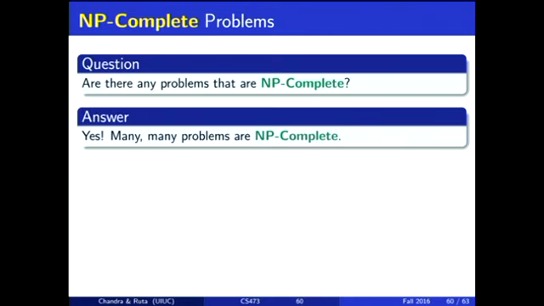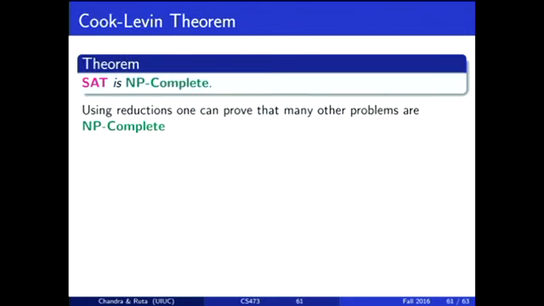Okay. So once you have that some problem is NP complete, you can use reductions to prove many other problems are NP complete. Why? Because if SAT reduces to some other problem which is in NP, then by transitivity of reductions, everything reduces to that problem too. So that's also NP complete.